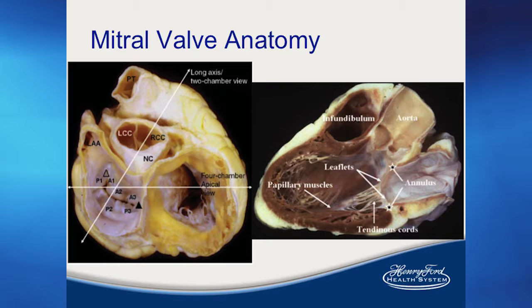On the far left is a traditional surgeon's view. You can see the relationship between the left atrial appendage and the mitral valve. This is your anterior leaflet, your posterior leaflet, and the relationship to the aortic valve. This is what we call the aorto-mitral curtain. And this is a cross-section, a longitudinal axis of the mitral valve that's often seen in traditional echo views.